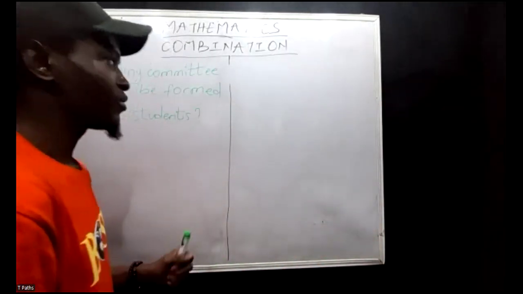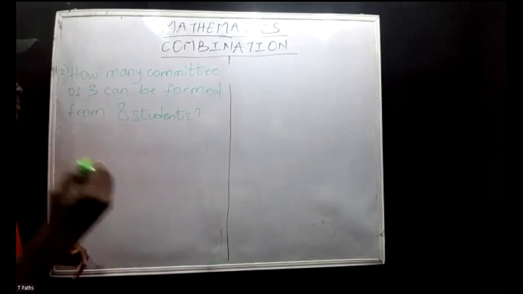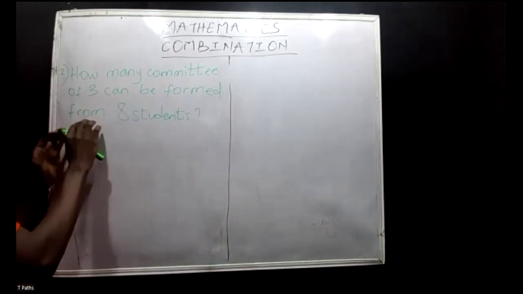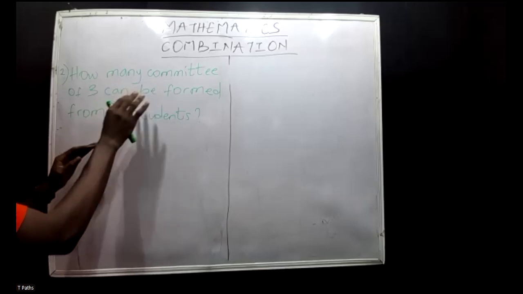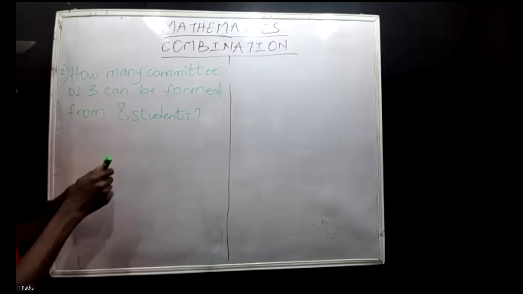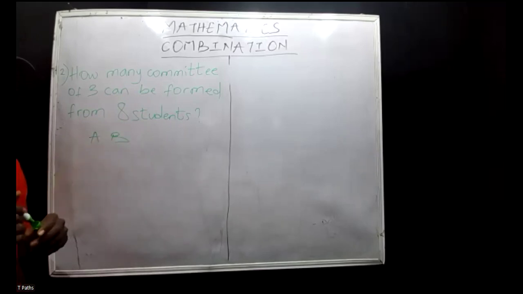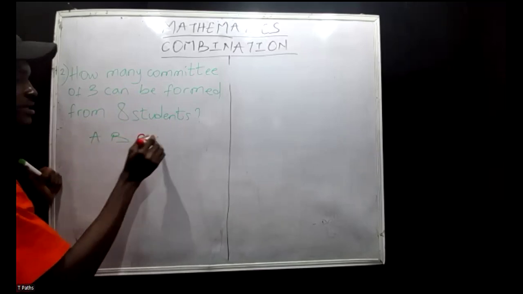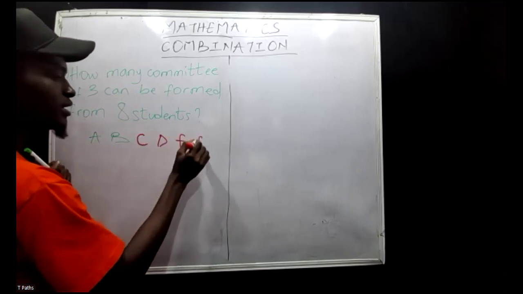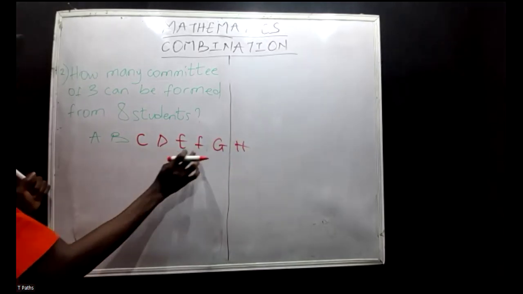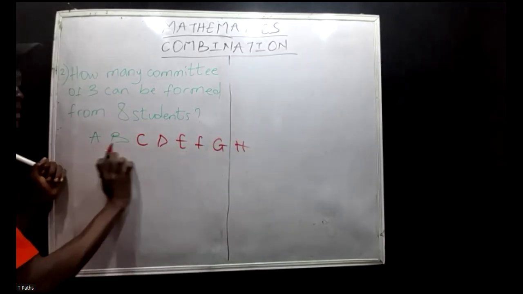One thing I don't want is for us to mix up combination and permutation. Now, look at this. I'm told to select 3 people. How many committees of three can be formed from 8 students? Let's assume I have 8 students: A, B, C, D, E, F, G, H, or 1, 2, 3, 4, 5, 6, 7, 8. Now let's say these are the names of my 8 different students.